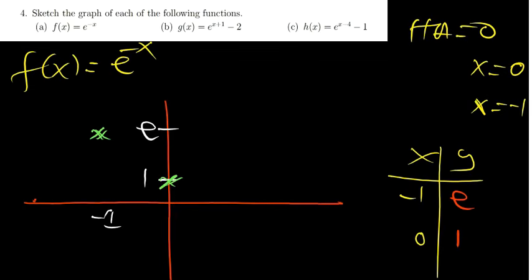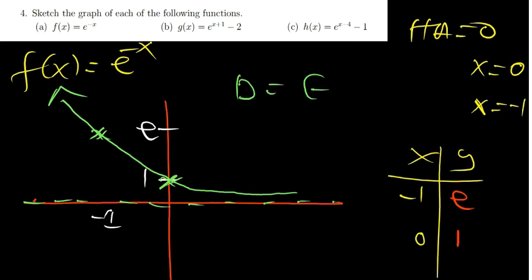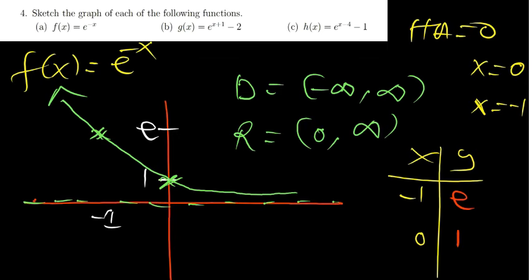Remember the horizontal asymptote is 0, so the graph must not cut this line. Running away from this line, going there, that is going to be our graph in that case. So that is it. Now from here we can also see that the domain is from negative infinity all the way to positive infinity. The range is from 0 all the way to positive infinity. As simple as that.